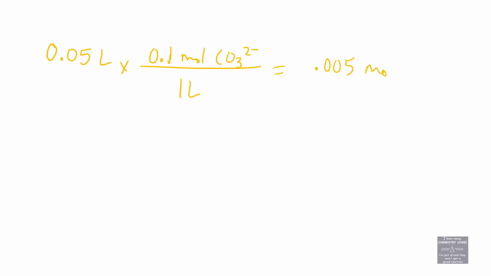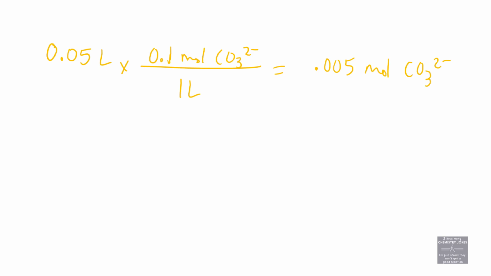Same calculation, but using carbonate's numbers. We got 0.05 liters, because it was 50 milliliters, times 0.1 moles of carbonate per 1 liter. So that gives me 0.005 moles of carbonate.